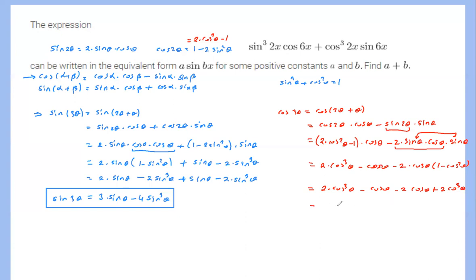Okay, so we are almost there, right? We have 2 copies of the cube, and then another 2 copies right here, which add up to 4. So I can write 4 times cosine cube theta. And then we have negative cosine theta and then minus 2 cosine theta, which is going to be 3 of those cosine thetas. And we are done.